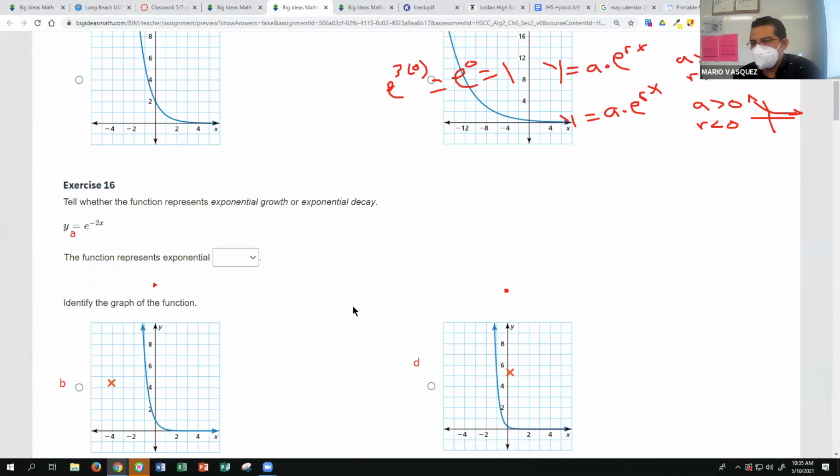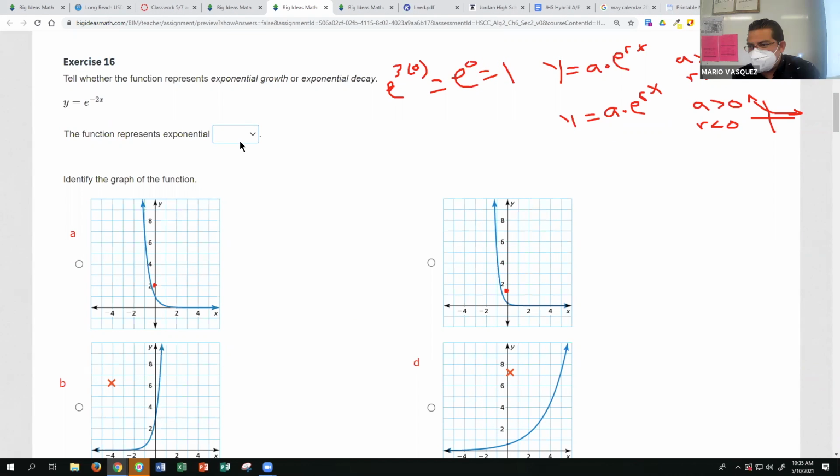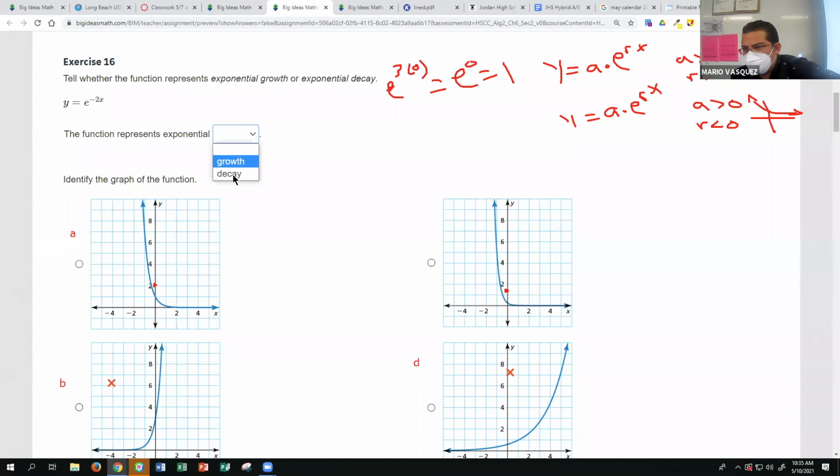What do you guys think? Decay. Decay? All right, let's see. Why? Because the ratio is negative. Yeah, the r here is negative. So yes, you were right, decay. Hey, which two can we eliminate, you guys? A, B, C, or D?